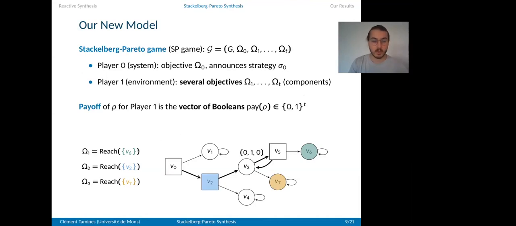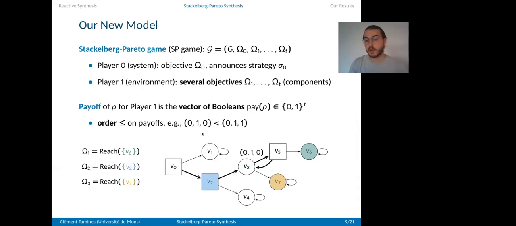Let's consider a simple example. So let's consider the case in which player 1 has 3 objectives, omega 1, omega 2, omega 3, and let's consider the play which starts in V0, goes to V2, and then loops between V3 and V5. The payoff of this play is the vector of booleans 0, 1, 0, as only objective omega 2 is satisfied and objectives omega 1 and omega 3 are not satisfied. Notice that when we discuss the payoff of a play, we only consider the objectives of player 1. We don't include the objective of player 0 when discussing the payoff of a play, and the reasons why will appear later. We can introduce a partial order on the payoffs.